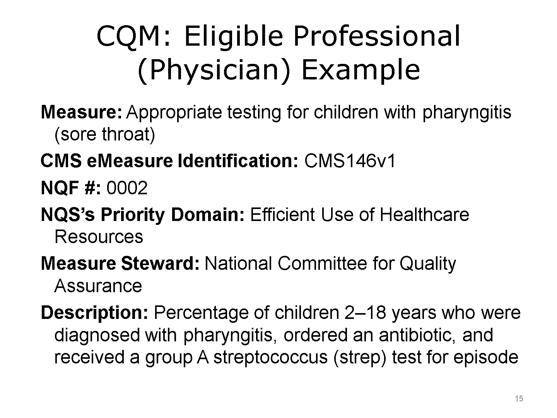The NCQA is identified as the steward of this specific measure, which includes oversight of the official measure description and the required measurement, numerator and denominator, statement. This example illustrates how individual quality measures in the Meaningful Use program are now identified and aligned across multiple quality measure programs. The official description is to measure the percentage of children 2 to 18 years of age who were diagnosed with pharyngitis, ordered an antibiotic, and received a Group A streptococcus test for the episode.